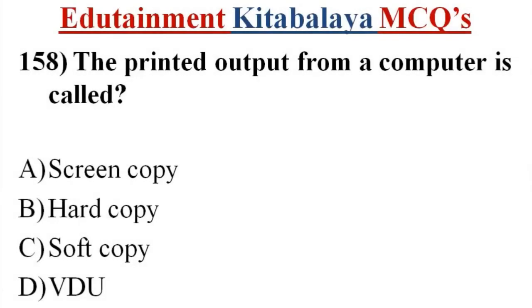Question number 158. The printed output from a computer is called? A. Screen copy. B. Hard copy. C. Soft copy. D. VDU. Correct answer is B. Hard copy.